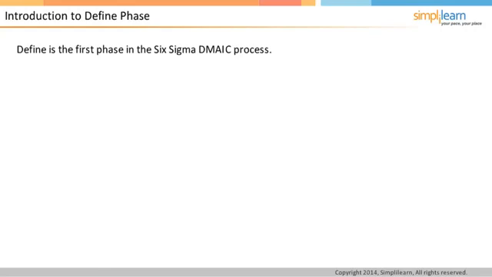The Six Sigma project process is known as a DMAC process. Define is the first phase in the Six Sigma project process. In the define phase, the problem is defined and the Six Sigma team is formed. The objectives of the define phase are as follows.